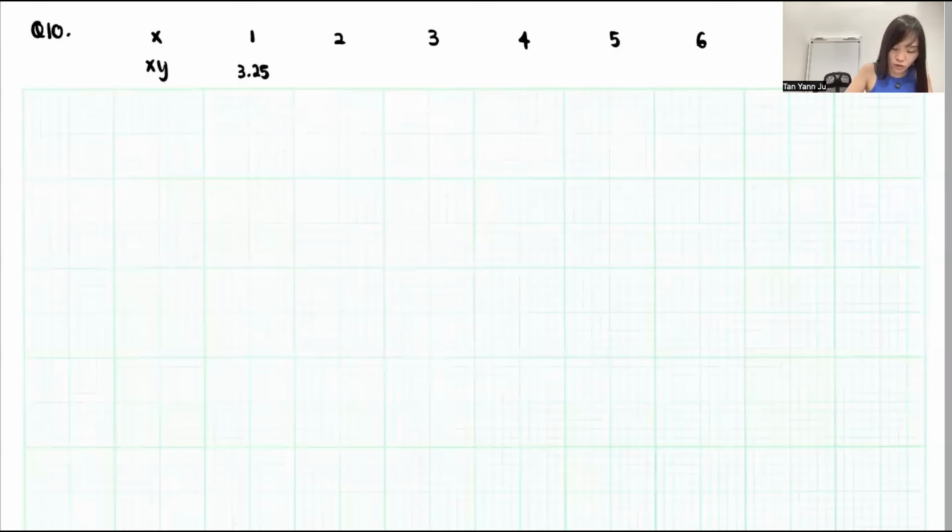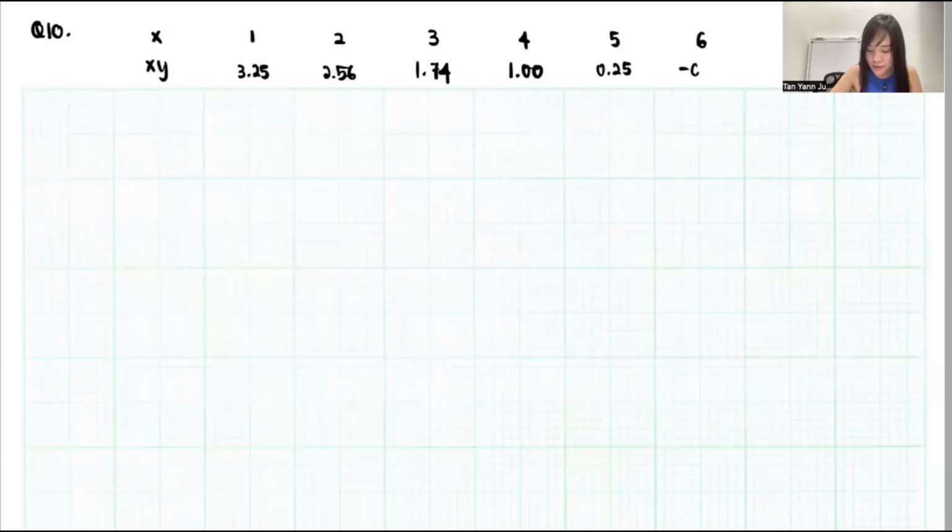1.28 if I times 2, okay, 2.56. 0.58 if I times 3, okay, 1.74. 0.25 if I times 4, 1. Guys, will you write 1? Everyone write 2 decimal places. This one also must be written in 2 decimal places. Next one, 0.05 times 5, it will be 0.25. Negative 0.09 times 6, negative 0.54.